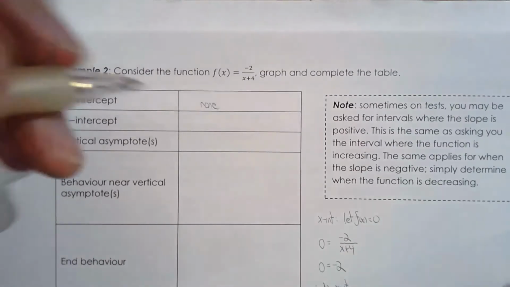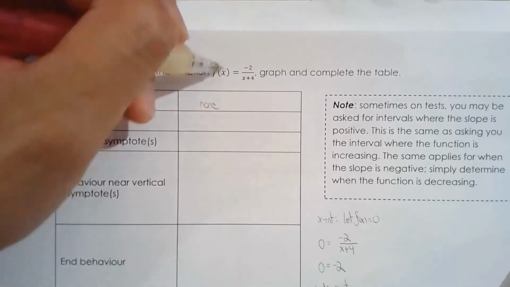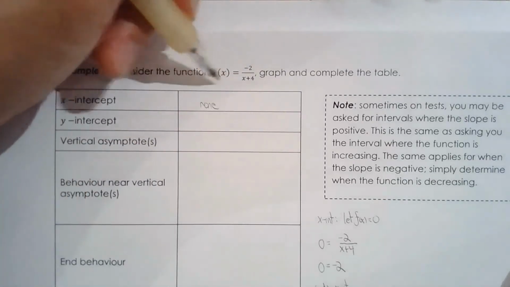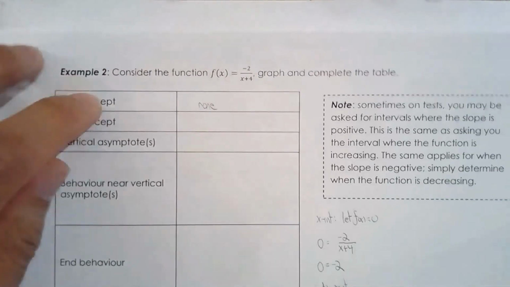Now, y-intercept. There's definitely a y-intercept. The y-intercept is f of 0. So for the x-intercept, you let y equal 0. For the y-intercept, you let x equal 0. So just so you don't get confused, I'll show you my work.